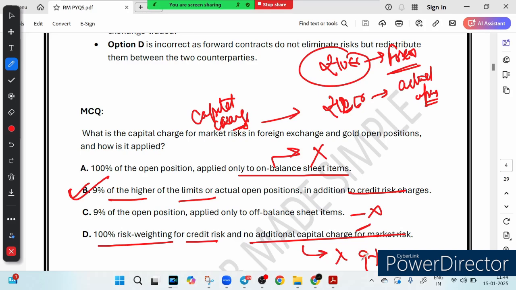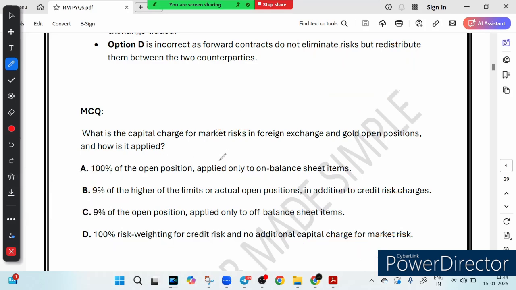So let's put this in perspective with a simple analogy. Imagine you are a shopkeeper. You insure your shop for fire damage and that is credit risk, right? But you also need separate insurance for theft and that is your market risk. Similarly, a bank must keep a separate buffer for market risk like fluctuation in foreign exchange or gold price, which is 9% of the higher of the limit or actual exposure, right? In addition to the credit risk charge.